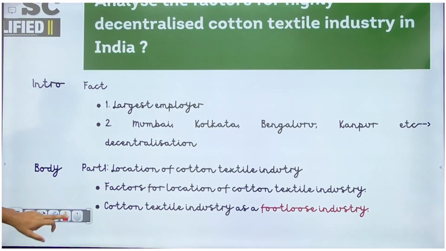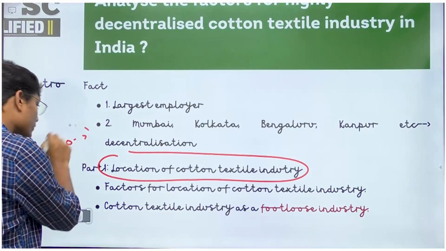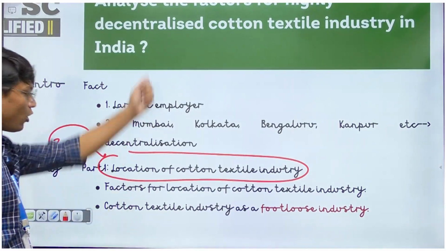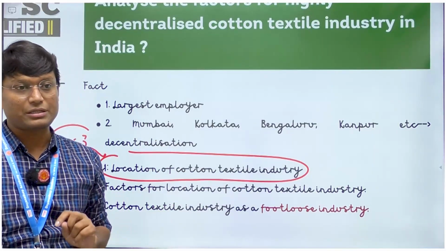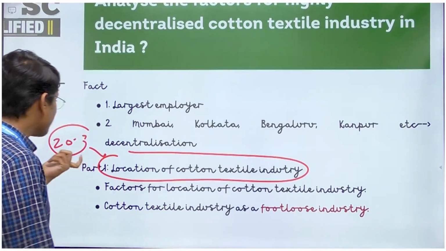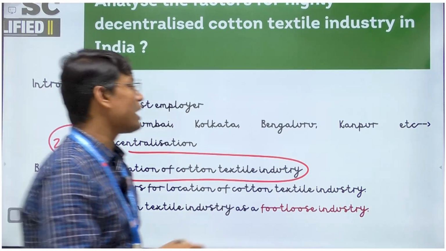Understand my purpose. I am setting a locus. I will spend some 20 to 30 words on saying what all the factors are which determine the location of cotton textile industry. That is one part. Now I can spend some words, 20 to 30 words. There is one more approach I can use.